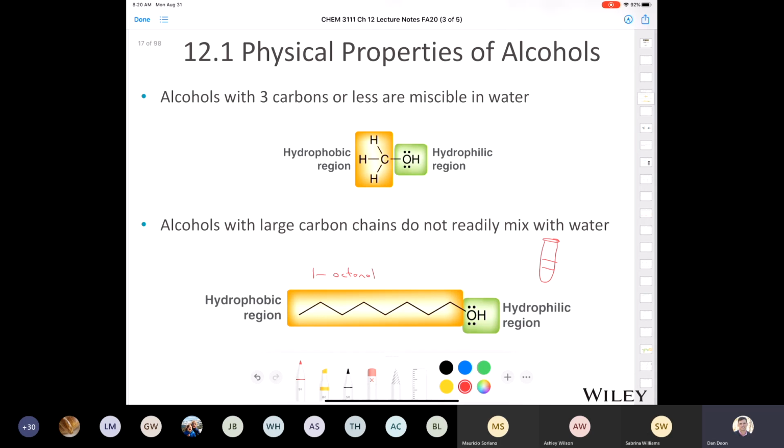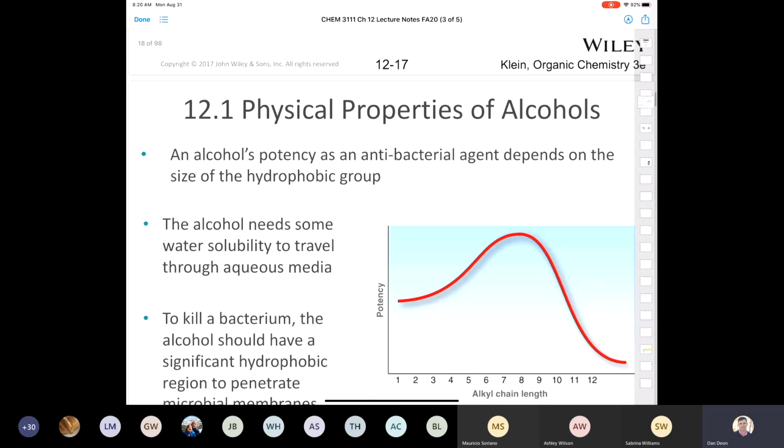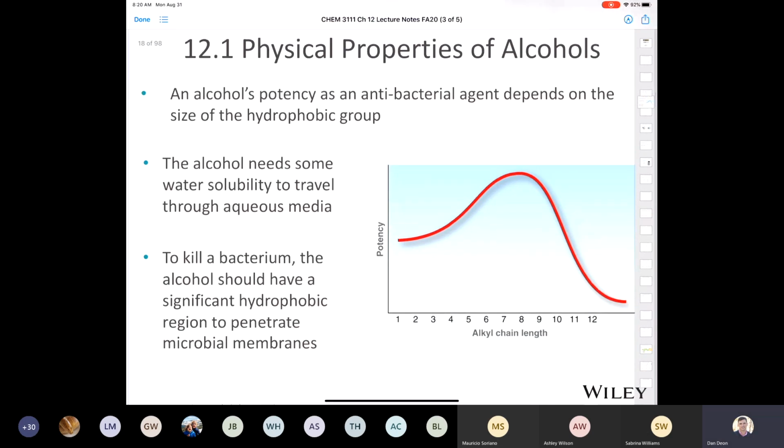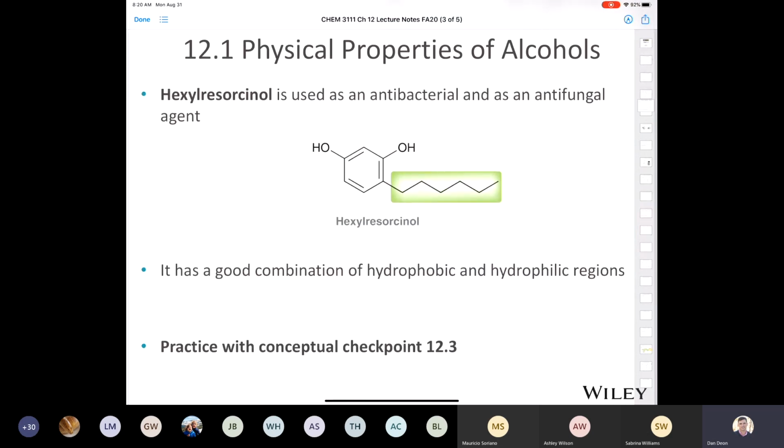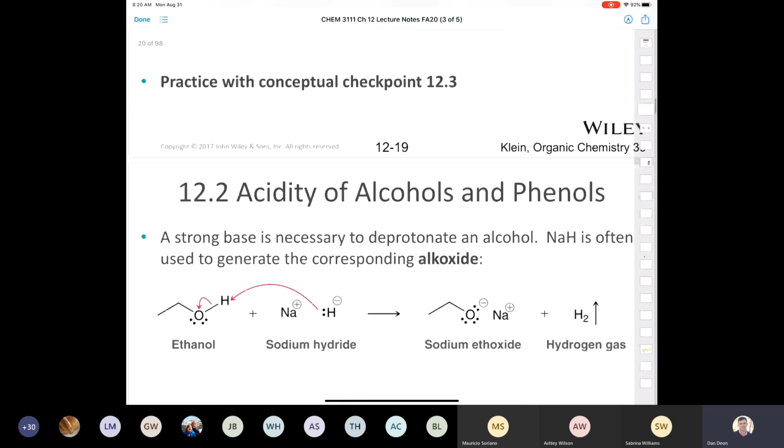Anyhow, what else about physical properties? It says an alcohol's potency is an antibacterial agent. I'll let you read that because I'm never going to ask you about that. The antifungal thing, hexylresorcinol, I probably won't ask you about that either.